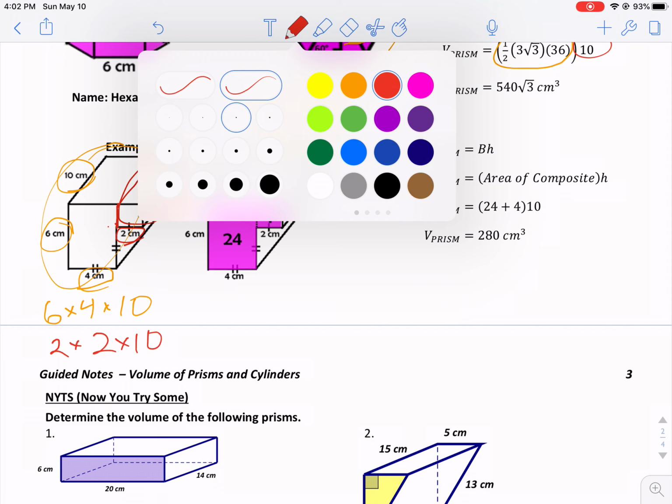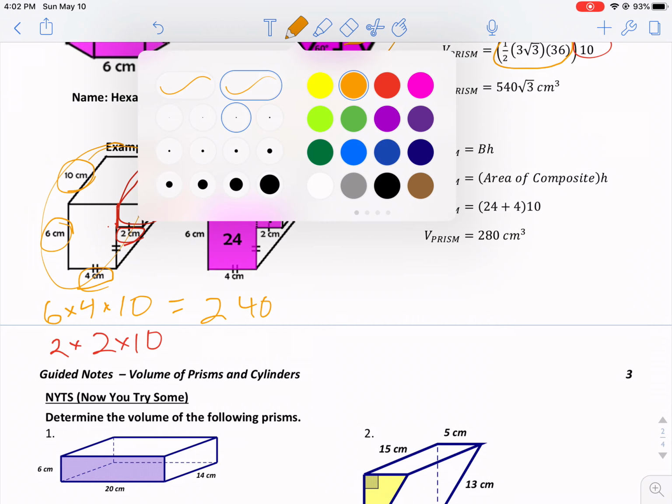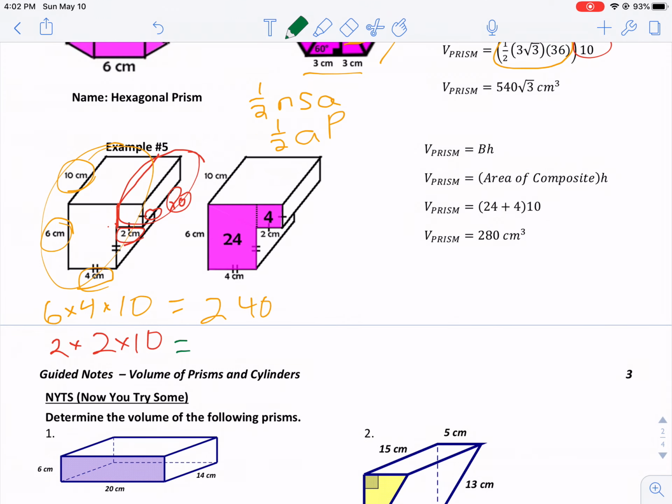I would do each one of those separately. That's what makes sense in my head. That's 240. And that should just be equals. The other one is 40. If I add those together, I get 280.